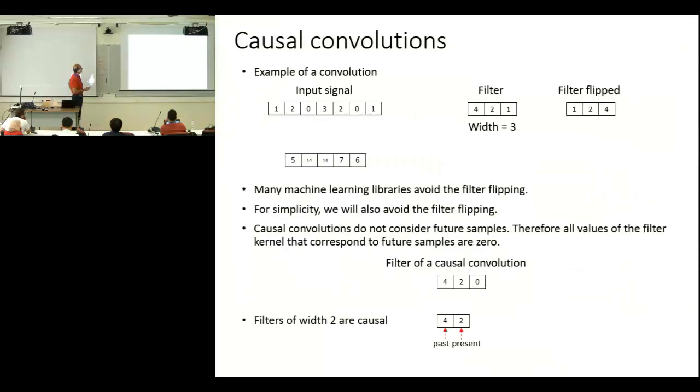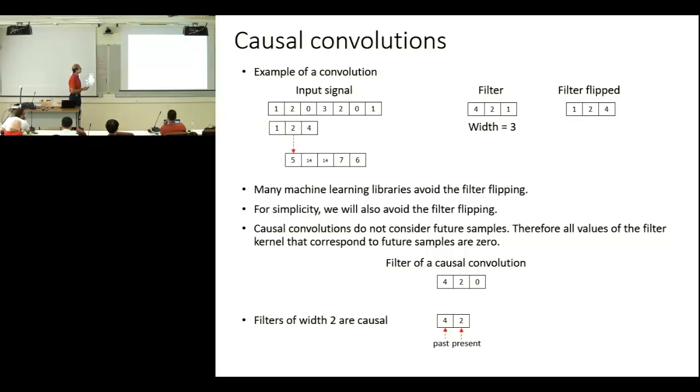Let's now explain how the causal convolution works. Let's assume that we have this input signal here, and we have this filter. Usually in signal processing, when we want to do convolution, we flip the filter. In machine learning, flipping the filter is not important because the weights of the filter are learned. So it's not important to flip the filter.